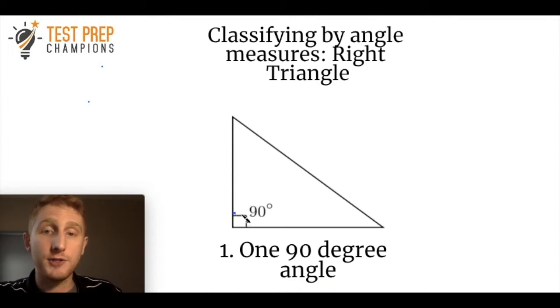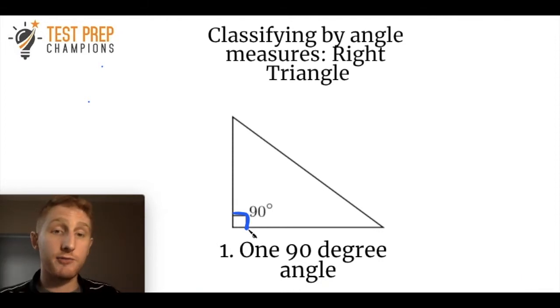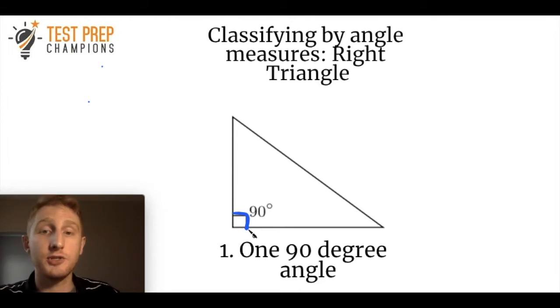All you have to do is look for this little square, which I think looks like a box. I call it a little box type thing. You can call it whatever you want. But you want to look for that little square, that little box, in the corner. What that tells you is that it's a 90-degree angle. And that tells you that you've got a right triangle, okay?